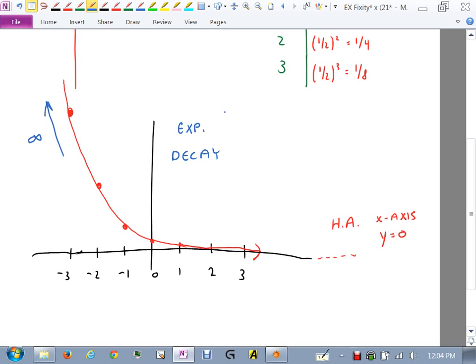How many of you have studied in chemistry or physics something called half-life? I'm not talking about the video game. Half-life, pharmaceutical half-life. You have medication, bone decay, carbon 14 dating, yes?